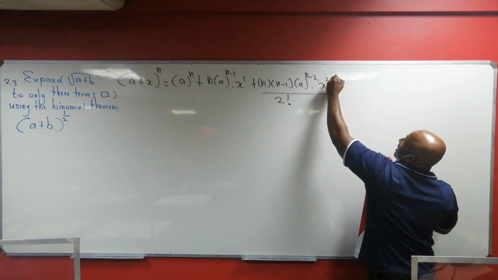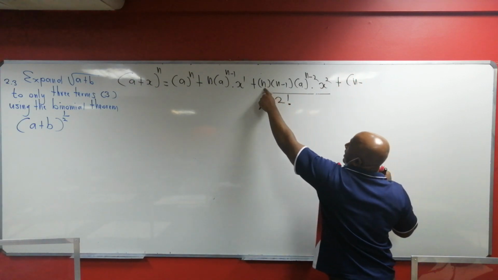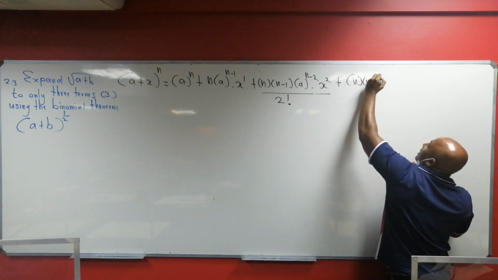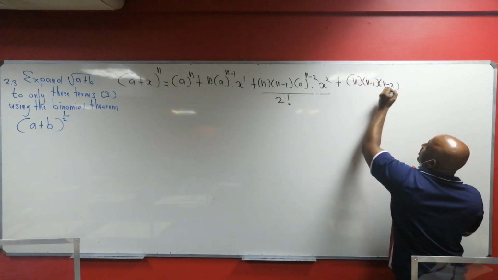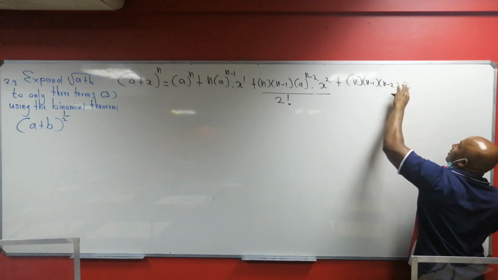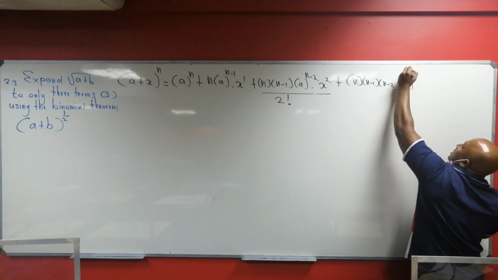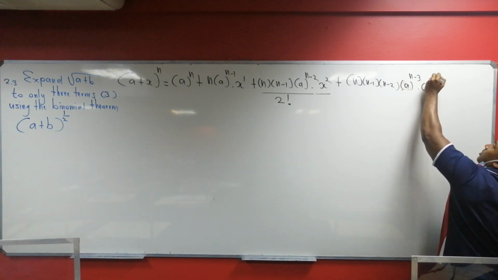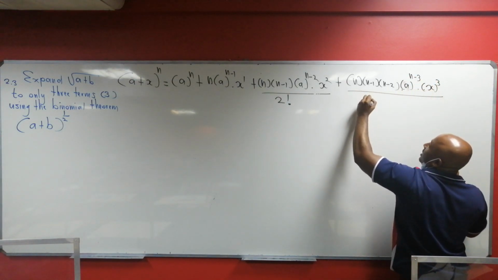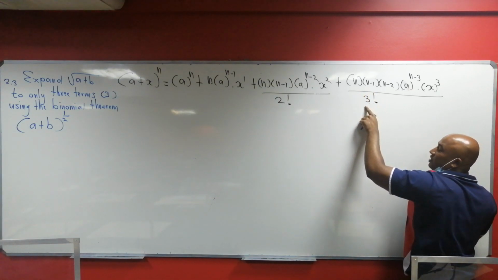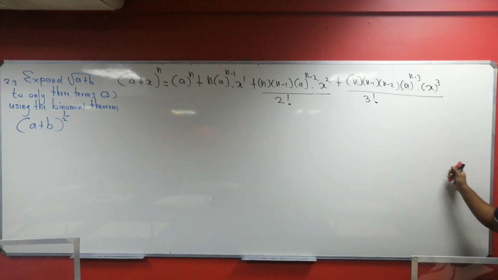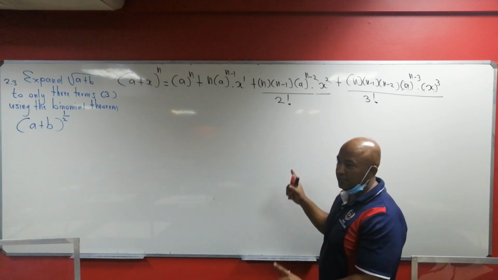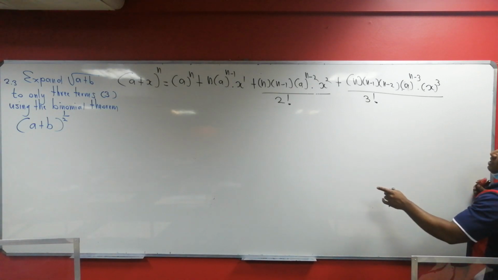If you want to carry on to the next term, look at it. This is n minus 1, so it's going to be n times n minus 1, n minus 2 times a to the power n minus 3 times x to the power 3, all divided by, this is called factorial of 3. It means 3 times 2 times 1. This is factorial of 2. It means 2 times 1, or 1 times 2. It doesn't matter which way. It can carry on and on.